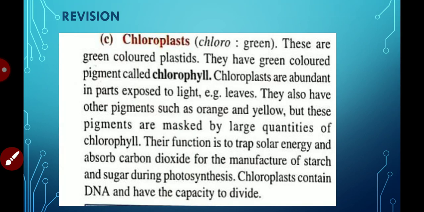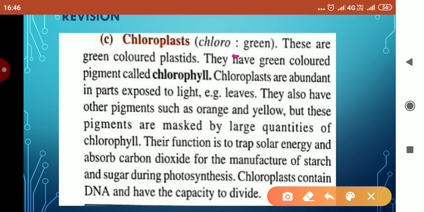Next slide. Now I'm going to do the revision of the topics which you have studied in the previous video. Now the first one is chloroplast. Chloro means green. These are green colored plastids. They have a green colored pigment called chlorophyll. Chloroplasts are abundant in parts exposed to light, that is leaves.